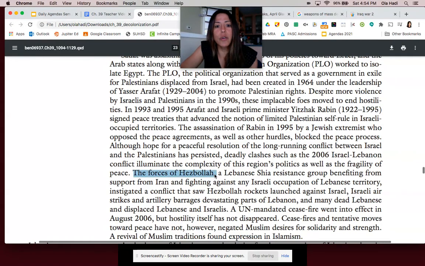And we see this also in the creation of an institution called Hezbollah. Hezbollah, by some people, is seen as an organization that fights against Israel, against the oppressive policies of Israel, and by others, it's seen as a terrorist organization.